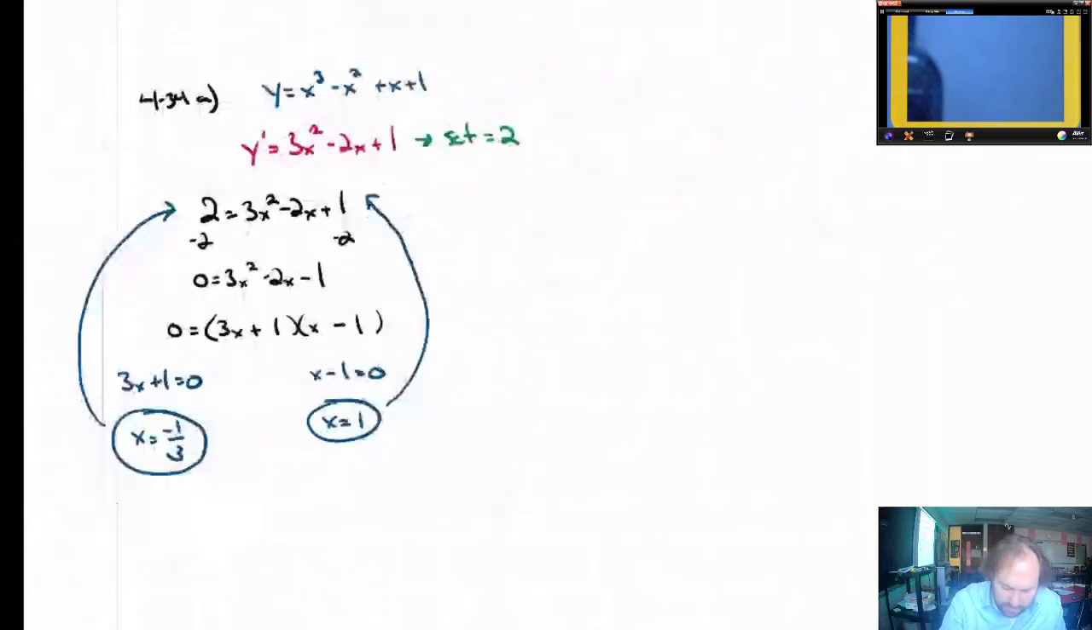So now let's find our two equations of the lines. We're going to do line 1, and we're going to do line 2. We're going to organize our work a little bit here. Line 1 is going to happen when x is equal to negative 1/3.